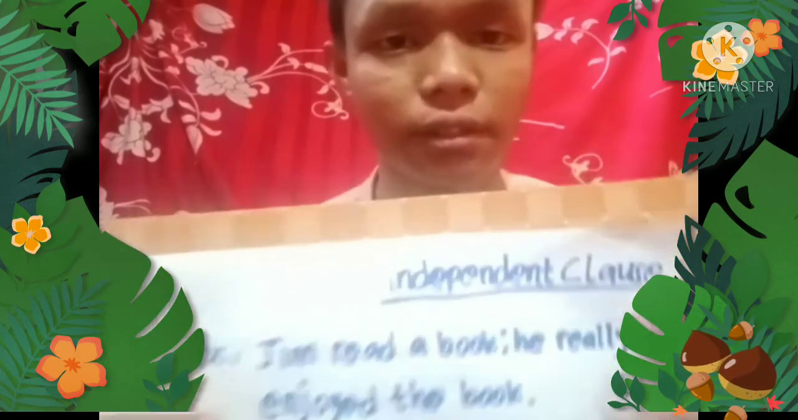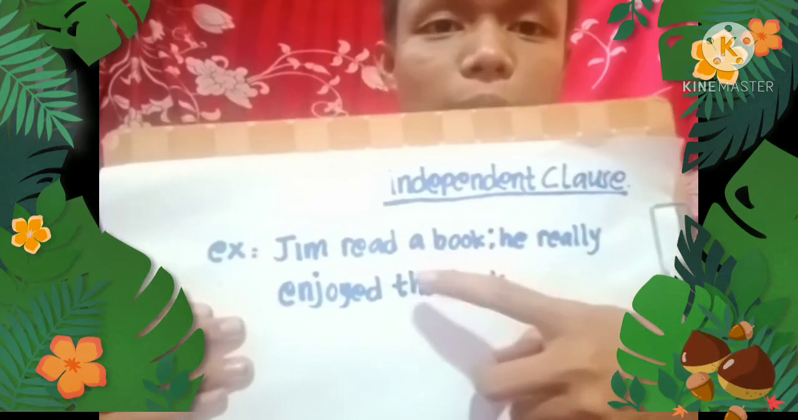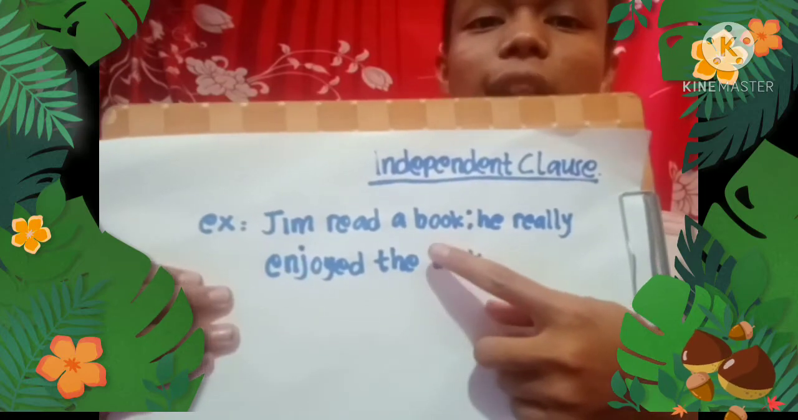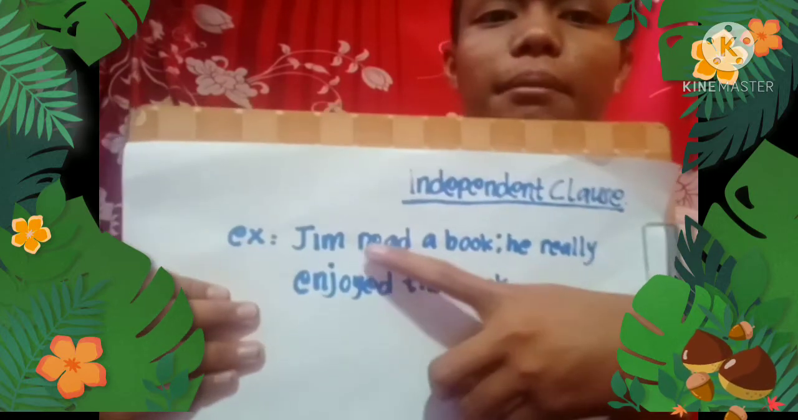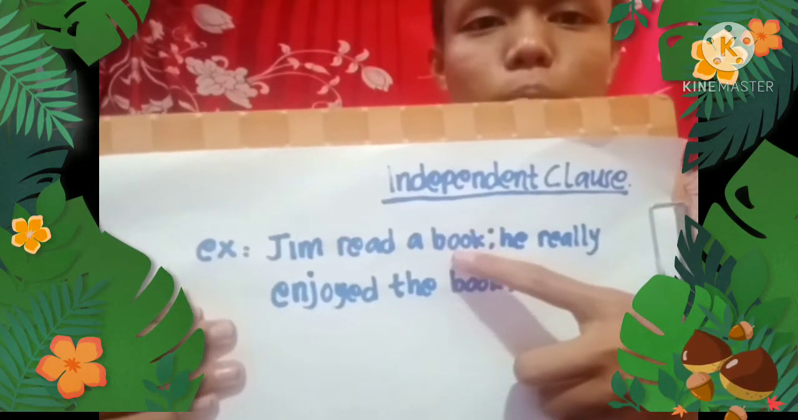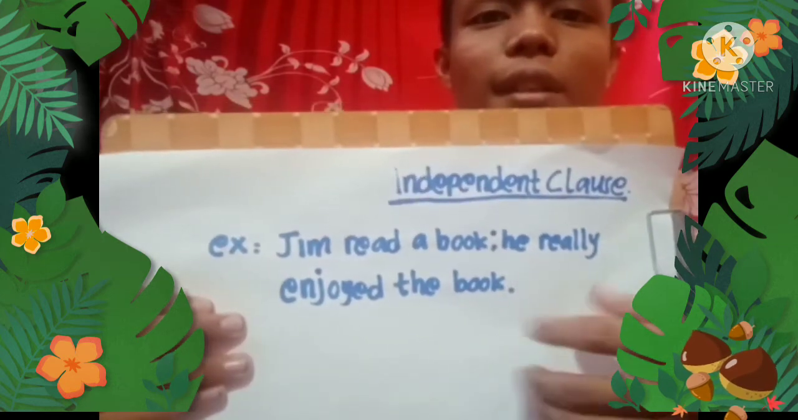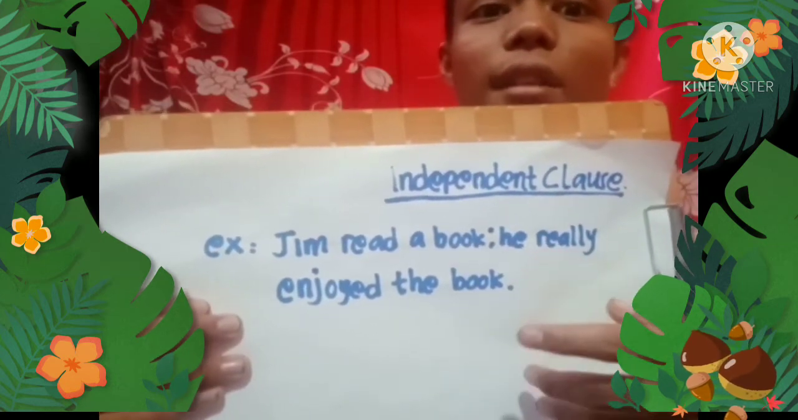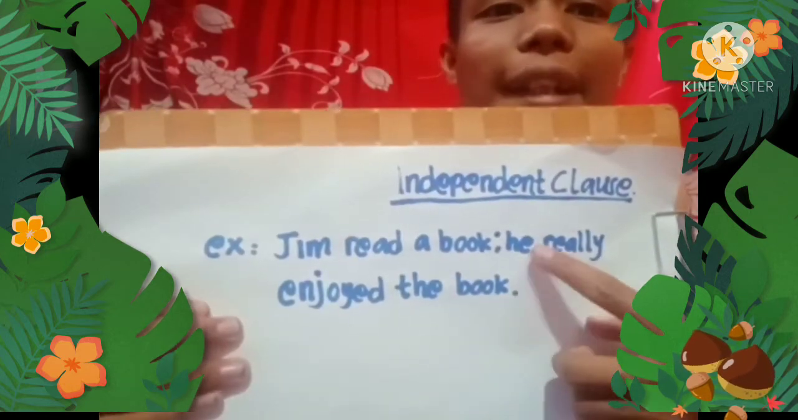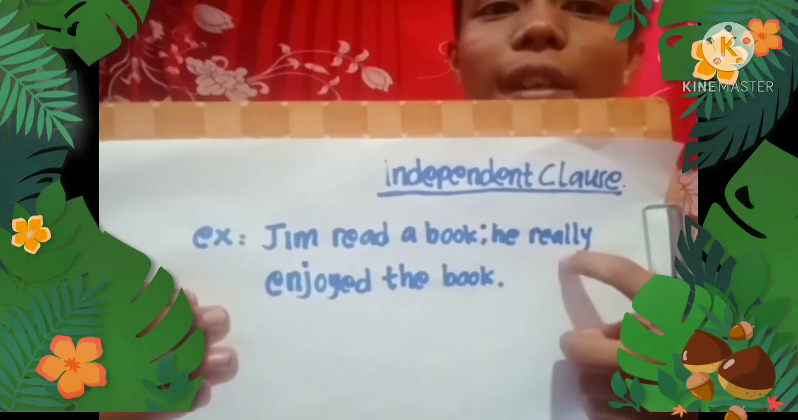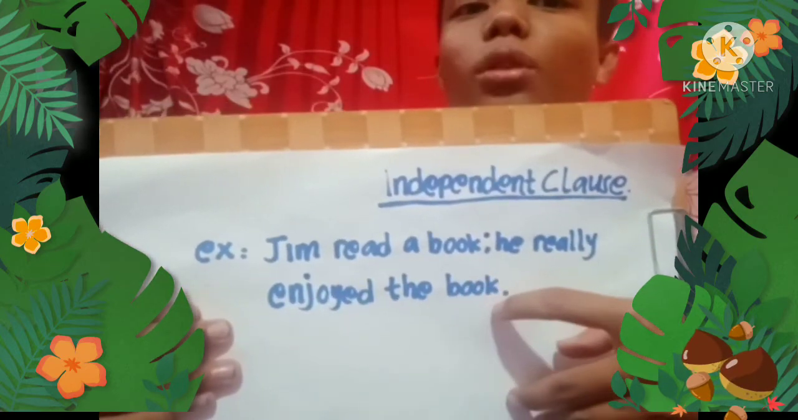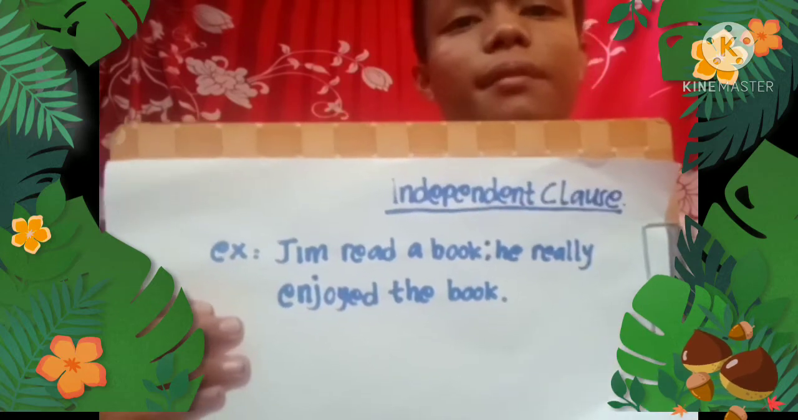Can you read this? Jim read a book. He really enjoyed the book. We know that the first clause is an independent clause: Jim as the subject, read as the action verb, and book as the object. Same as the first one, the second clause is an independent clause: He as the subject, really enjoyed as the action verb, and book as the object.